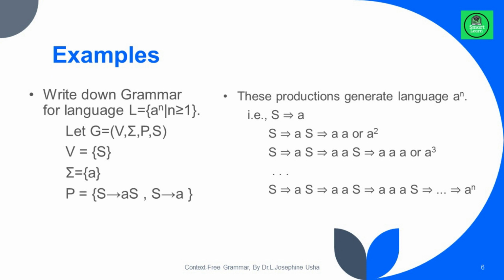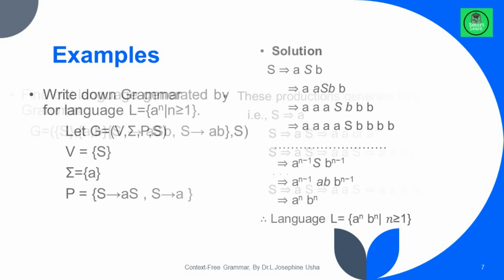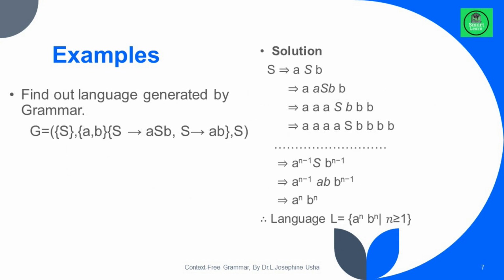Okay, so this is the way we can write a grammar. Now we'll see how we can find the language generated by a grammar. In this case, the grammar is given, and you are asked to find the language. So here it is a grammar. The grammar consists of the variable S, two terminals a and b, and two productions, S tends to aSb and S tends to ab, and here the start symbol is S. So you have to derive the strings from this grammar. You start from the start symbol S, apply the productions repeatedly and derive the strings.